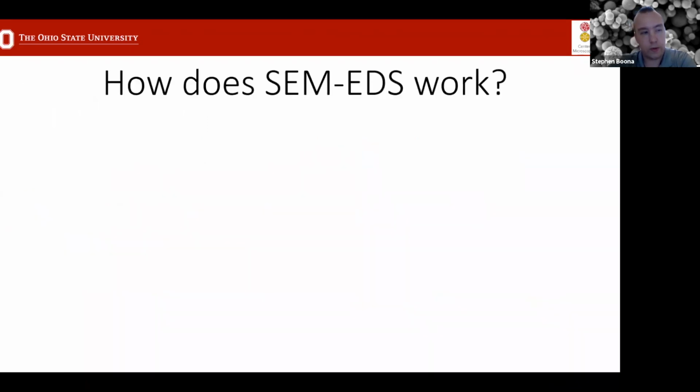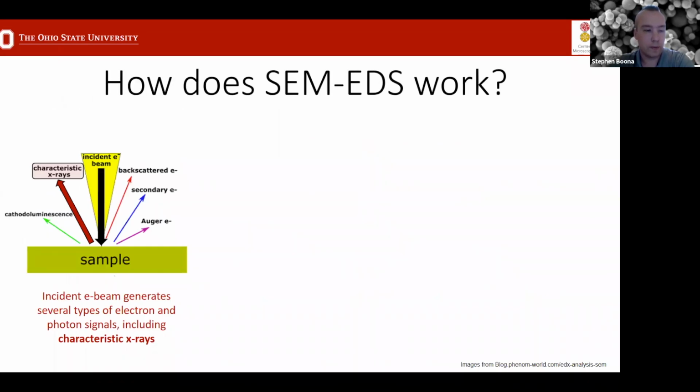We'll go quickly through this basic idea of how this process works. So if you've done this before, you probably have already some sense for how this plays out. But in a scanning electron microscope, we have our sample, and then the beam comes down from the top, hits the sample, and generates a wide variety of signals, both electron signals and photon signals. For today, we care primarily about these characteristic X-rays that come out of the material.